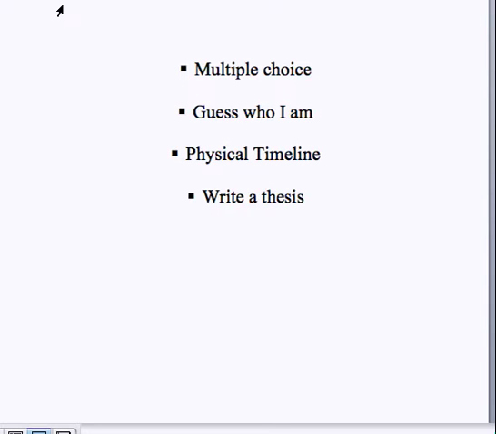Once we've done that, and that's usually a fairly short exercise because students can guess fairly quickly who they are, but it does give them a chance to interact on a meaningful level. Next, what we'll do is we'll set up a physical timeline.